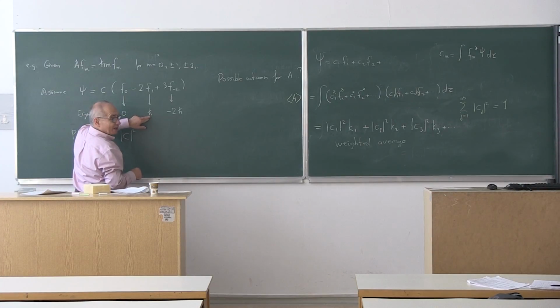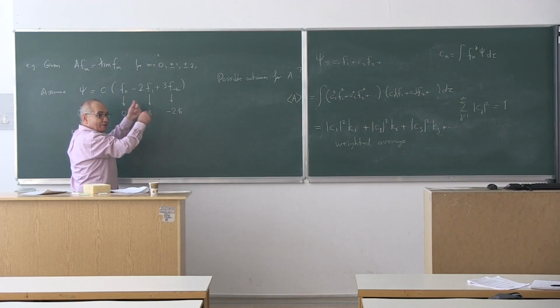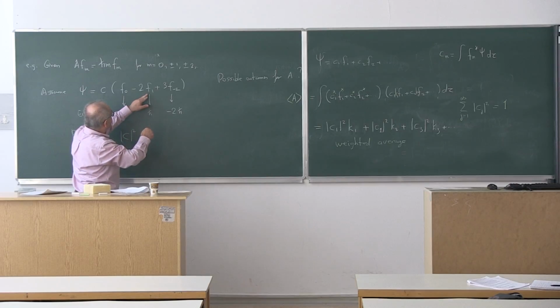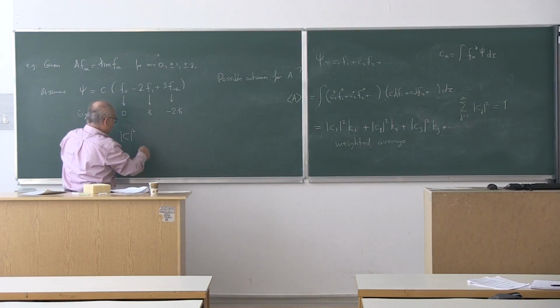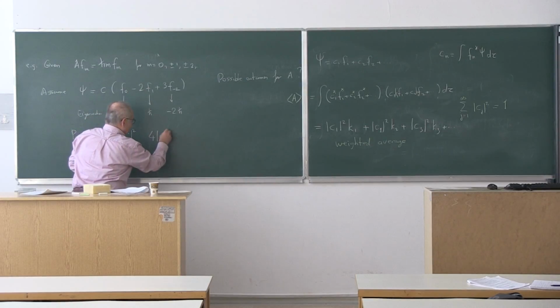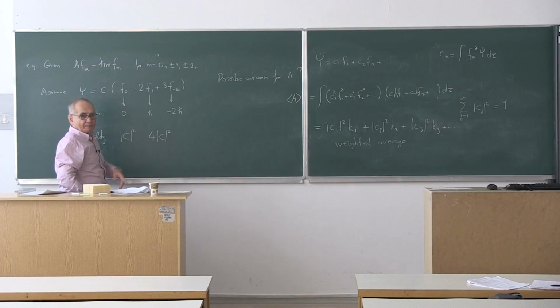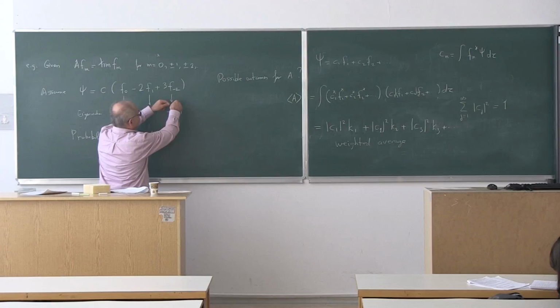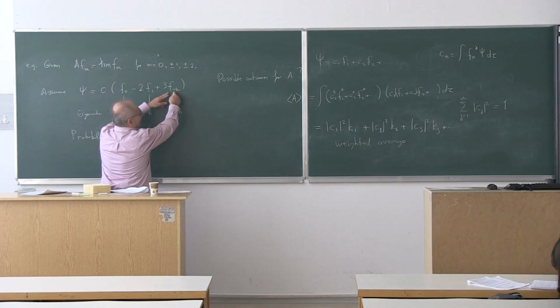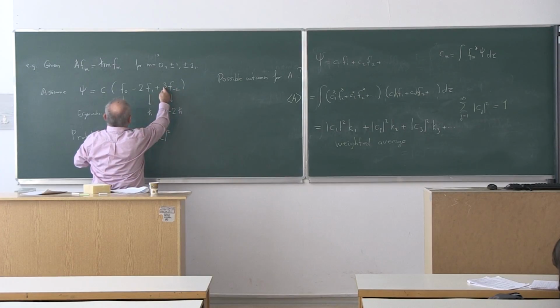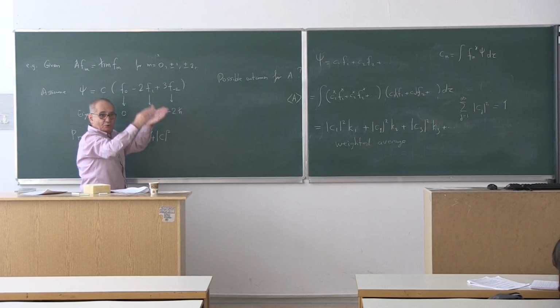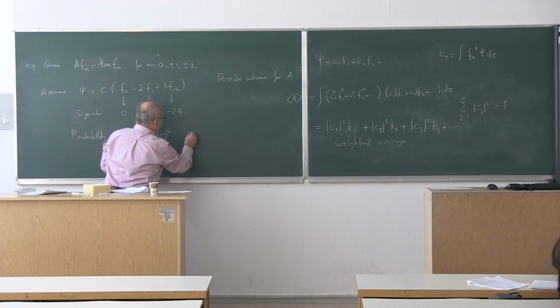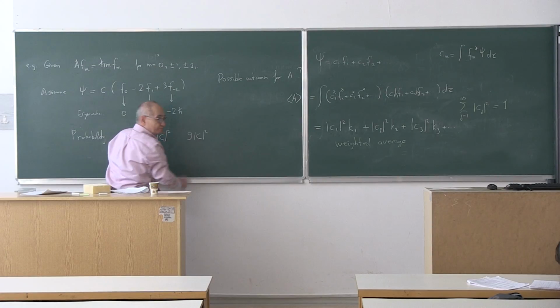Probability of observing h bar is the square of the corresponding coefficient. What is the coefficient of f1? Minus 2 times C. Take the square, 4 times C squared. Probability for this eigenvalue is equal to the square of the coefficient of f minus 2. What is it? 3 times C. Take the square, 9C squared. All right?